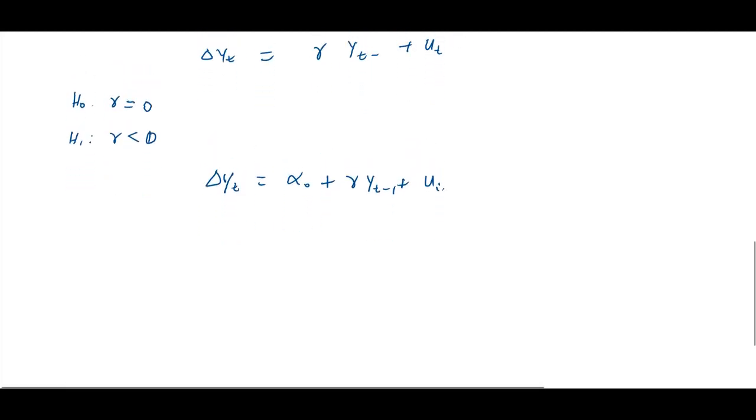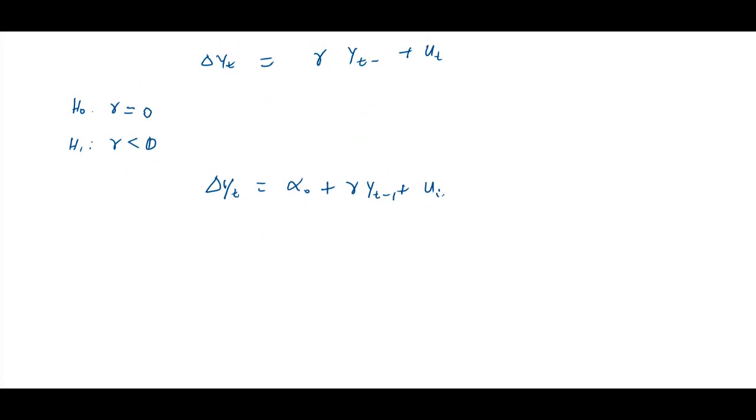Gamma yt minus 1 is basically the same equation with gamma's value equal to 0, and ut is the error term. So this is an extremely important case because the process also exhibits a definite trend in the series when gamma equals 0, and we can show this trend, because when you put gamma equal to 0, you are left with delta yt equal to alpha naught.